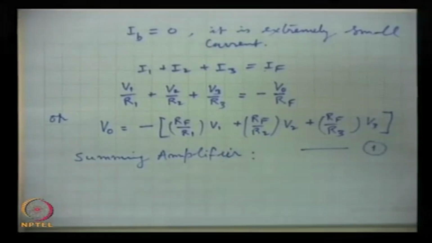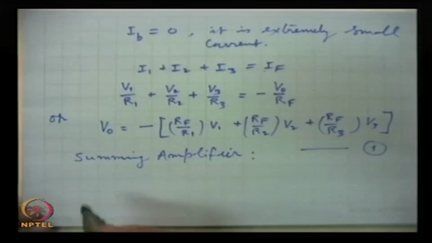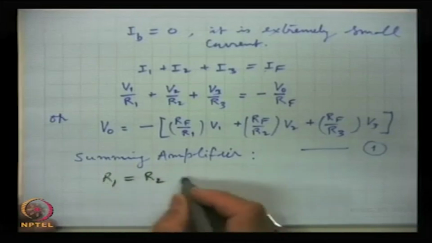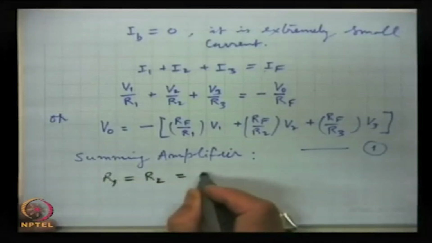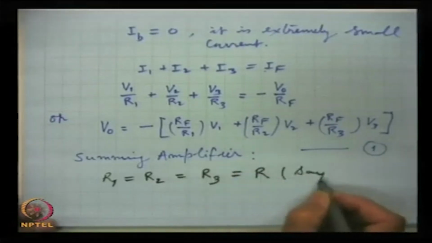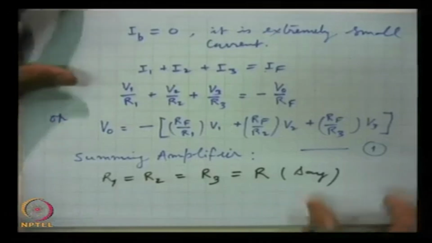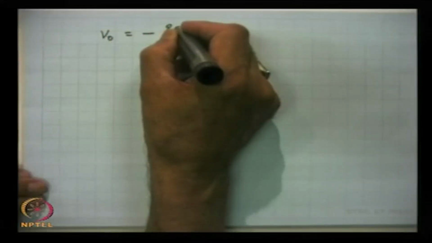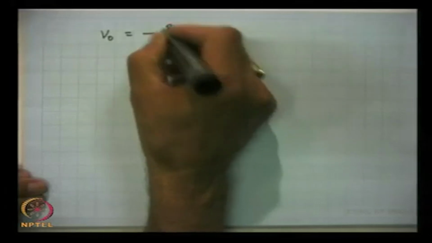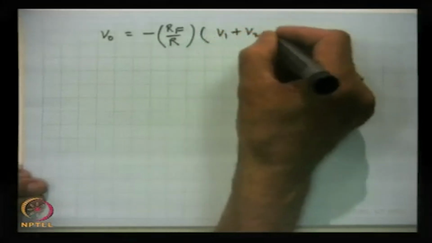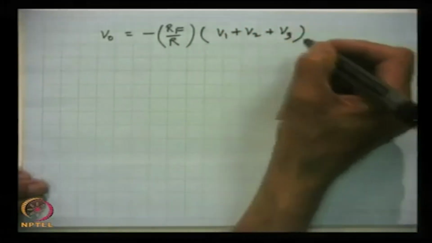Summing amplifier. In this equation 1, if we choose R1 equal to R2 equal to R3, say this is R, then what we have is this: V0 is equal to minus Rf by R and V1 plus V2 plus V3.